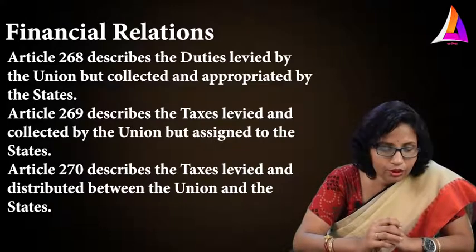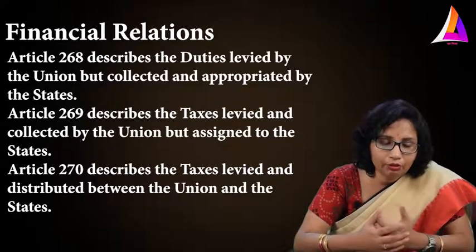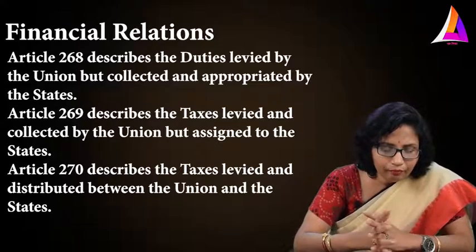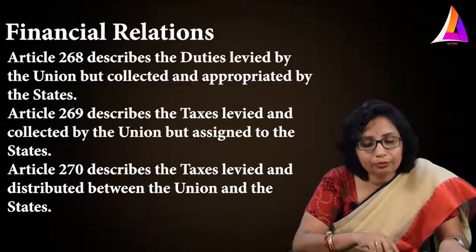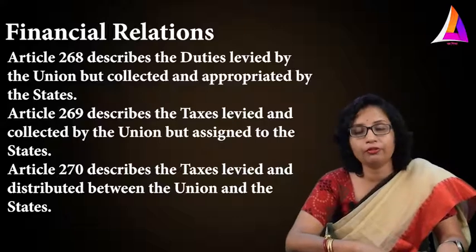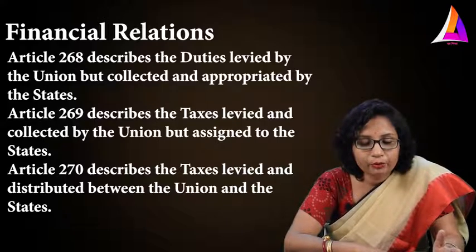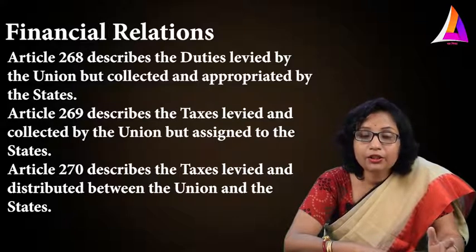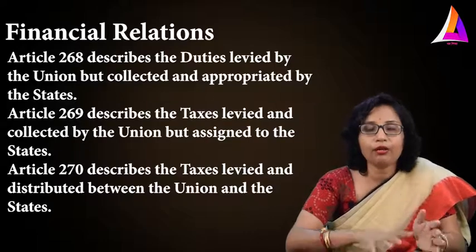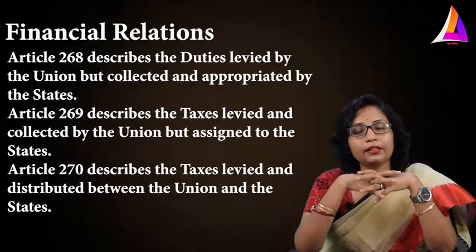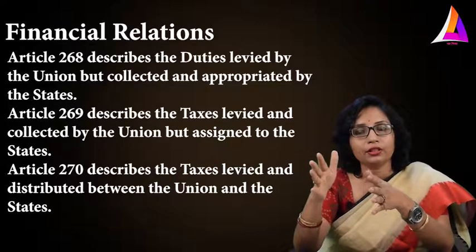And since there is no concurrent list for taxing power, the union government has the power of levying and collecting certain specified taxes for the benefit of the union and also for the benefit of the states. There is also a provision for the yield of certain central taxes being shared with the states. So the taxes which are levied and collected by the union fall under four categories.